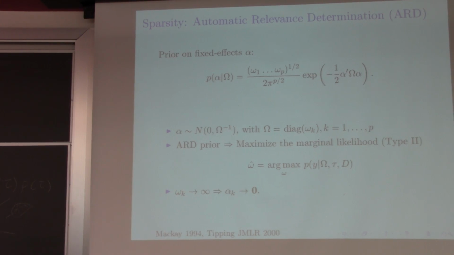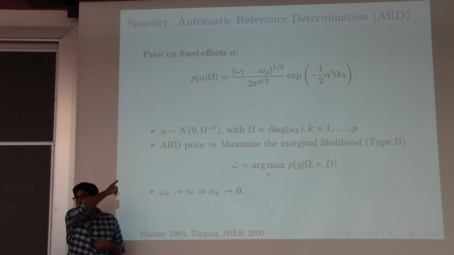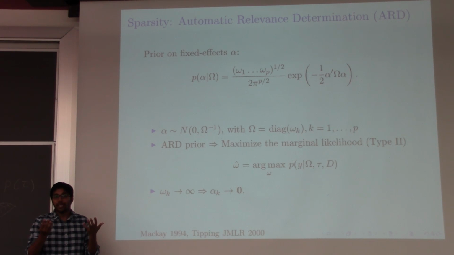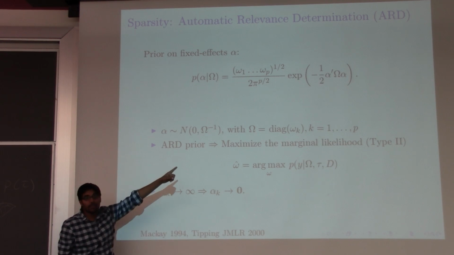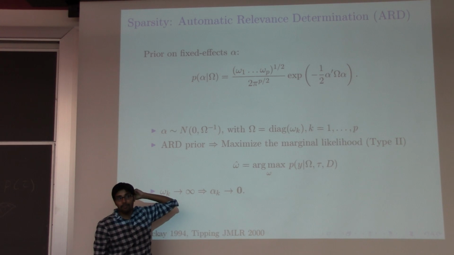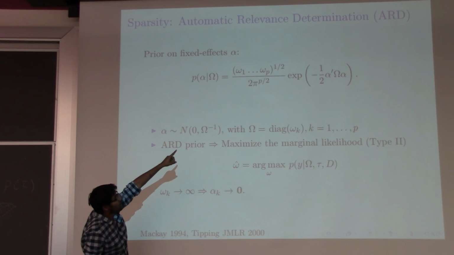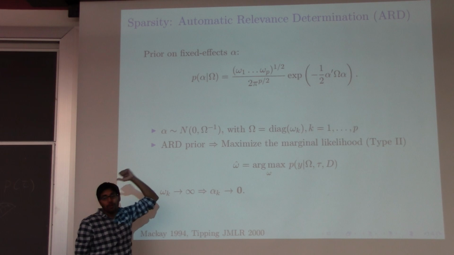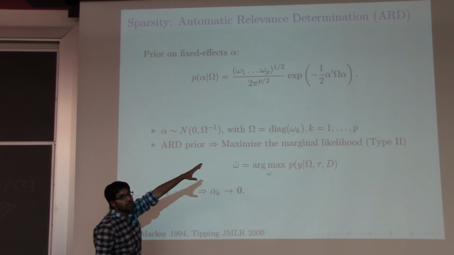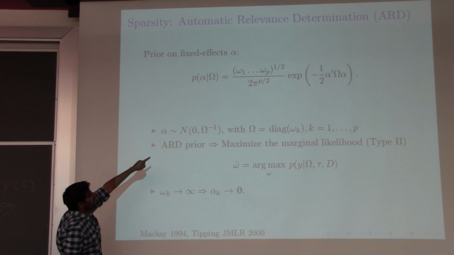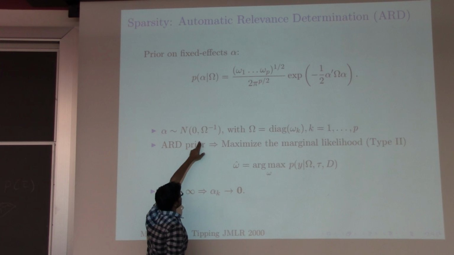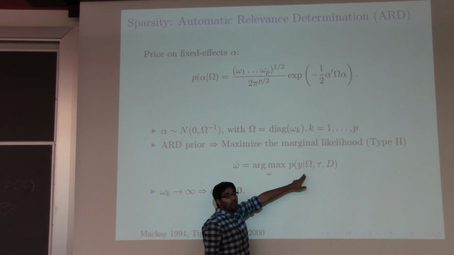So what is sparsity here? My sparsity is now on alpha, and now alpha is a bunch of covariates. So I have, say, 10 covariates, and I have a Gaussian on each of them. So the joint Gaussian looks like that. I have omega 1, omega 2, omega p. So what was tau before is now omega. And that's a Gaussian distribution. And then what am I saying? I have an ARD prior, which means I am going to maximize the marginal likelihood of y given omega.